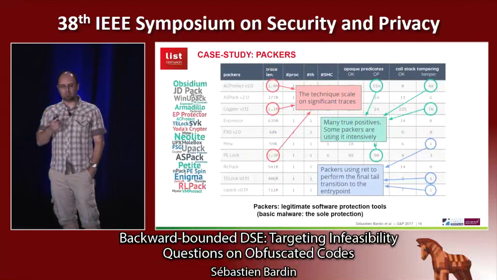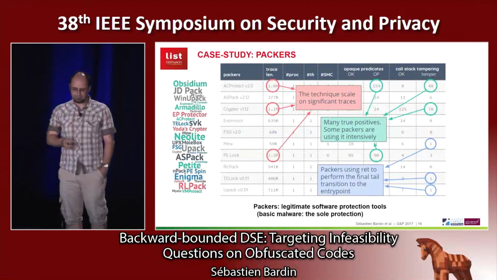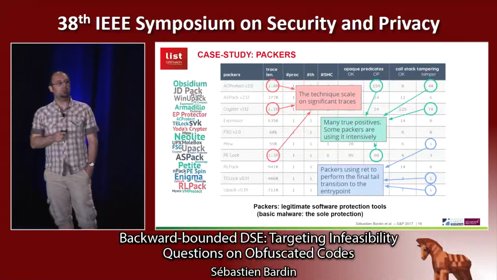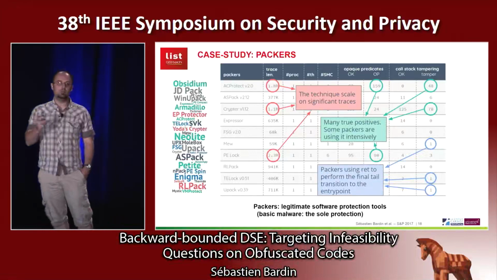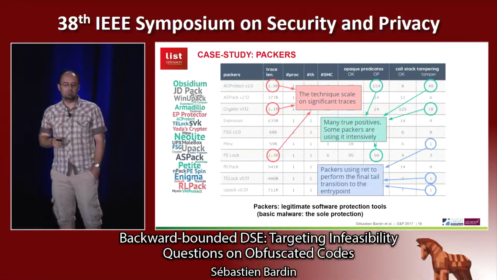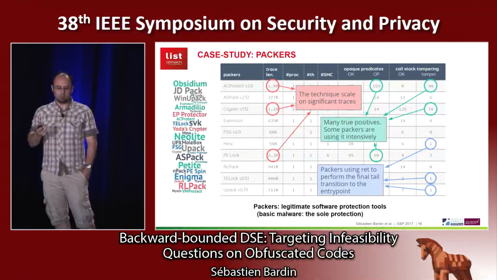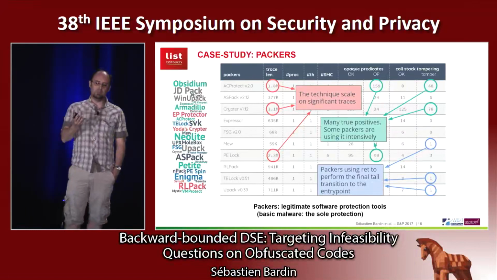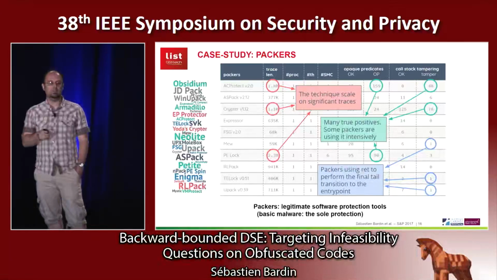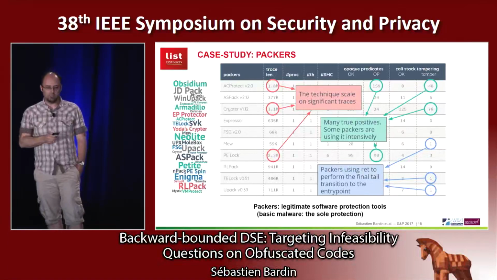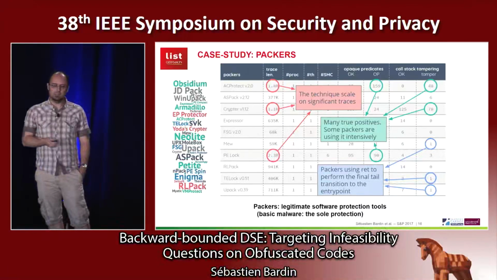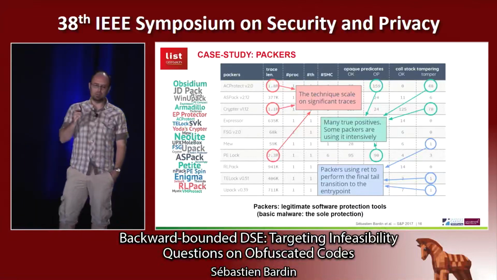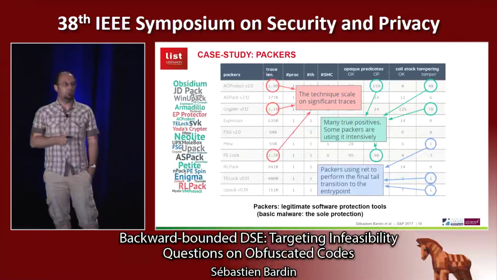Concerning packers, why do we use packers? Packers are legitimate software protection tools. They are very representative of state-of-the-art protection. Basically, for basic malware, packers are the sole line of defense, and they combine many techniques. You can have self-modification, encryption, opaque predicates, and so on. Our experiments show that the technique scales on significant traces. It scales also on really realistic protection. So all the packers we are mentioning here combine self-modification and other protections we are interested in. And we managed to find, sometimes, many opaque predicates or many interesting facts on call stack tampering on these examples, showing that the technique under realistic conditions can find useful things.